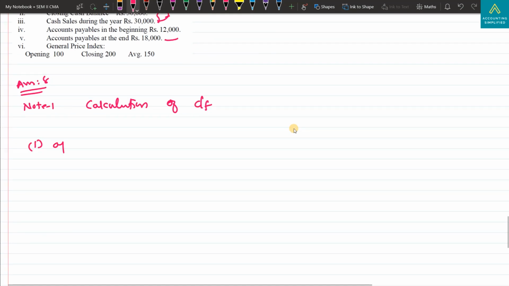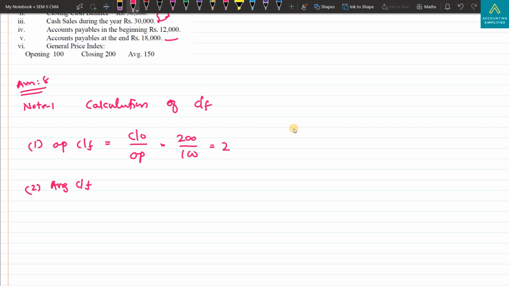So first, opening conversion factor is equal to closing divided by opening. You need to write completely. 200 divided by 100 is equal to 2, right? Second, average conversion factor is equal to closing by average. Okay, so closing is 200, average is 150. So we'll keep these only, right?